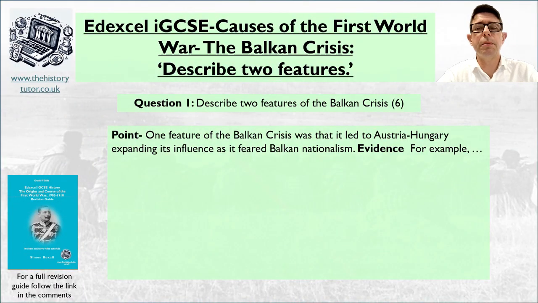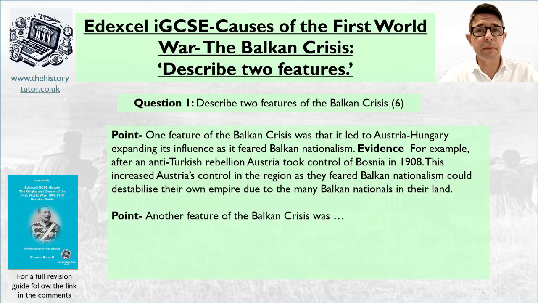Okay, so I've said one feature of the Balkan Crisis was that it led to the Austro-Hungarian Empire expanding its influence as it feared Balkan nationalism. Okay, so expanding their influence because of their fear of Balkan nationalism. So how are we going to describe this idea? What examples can we give? So have a look through your notes, see if you can give a couple of sentences of evidence to back up this idea. So for example, and away you go.